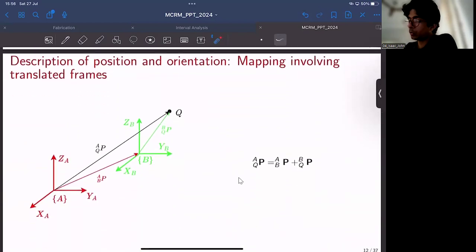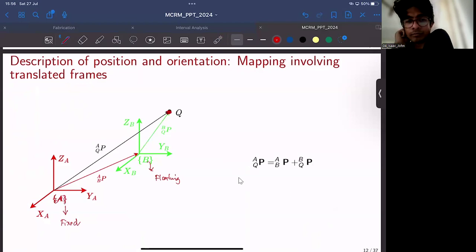So now we would deal with the description of position and orientation, both of them combined, which basically involves a mapping between translated frames. The first part is mapping between translational frames. For example, we have a fixed frame of reference, frame A. We'll assume this to be fixed to the ground. And the second frame would be floating. It could be on a floating rigid body. And our objective is to define the position of point Q with respect to frame A. That is the ground.